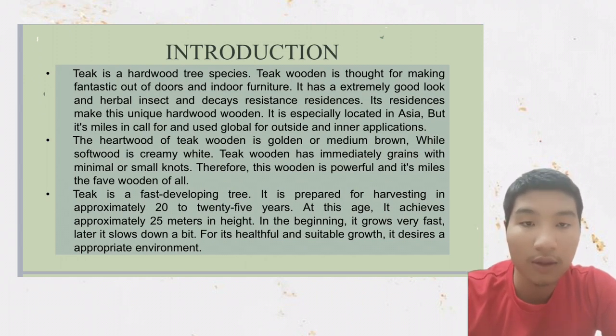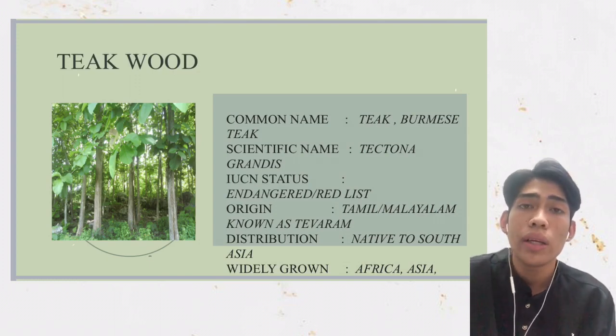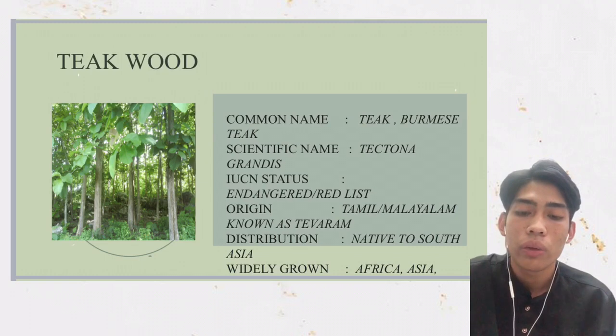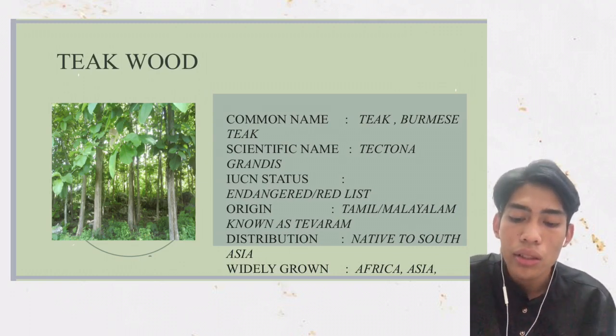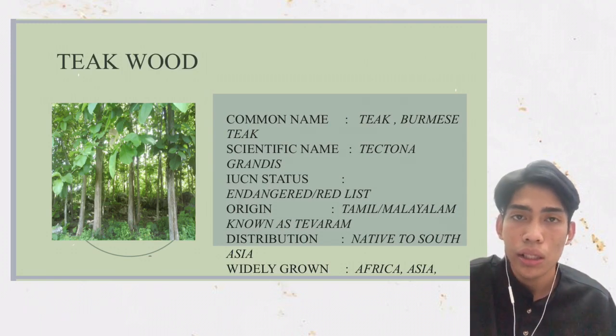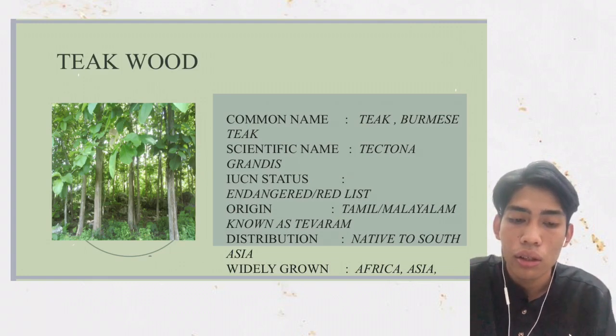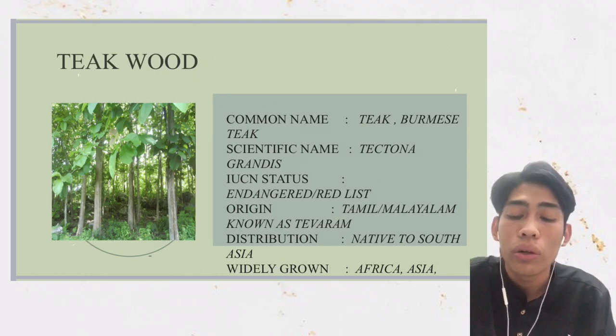The hardwood of teakwood is golden to medium brown, while the softwood is creamy white. The common name for teakwood is teak or Burmese teak, and the scientific name is Tectona grandis, also known as T. grandis. The IUCN status for this species is listed as endangered on the Red List, which means the species has a high risk of extinction.